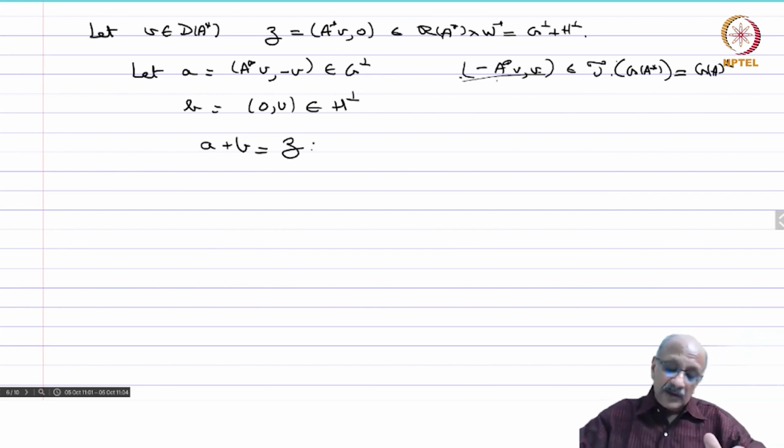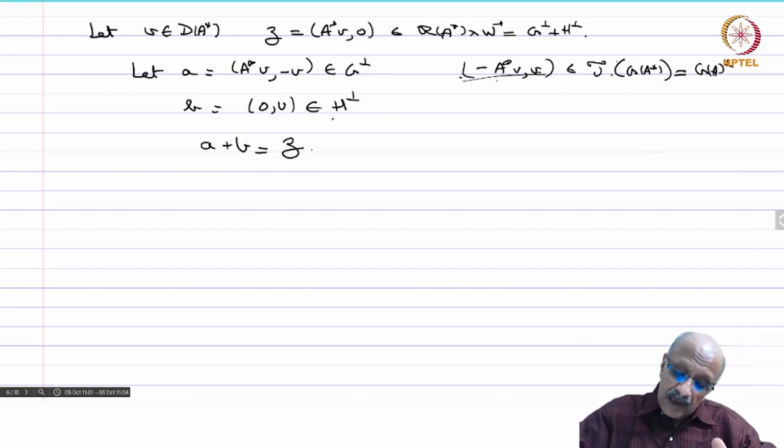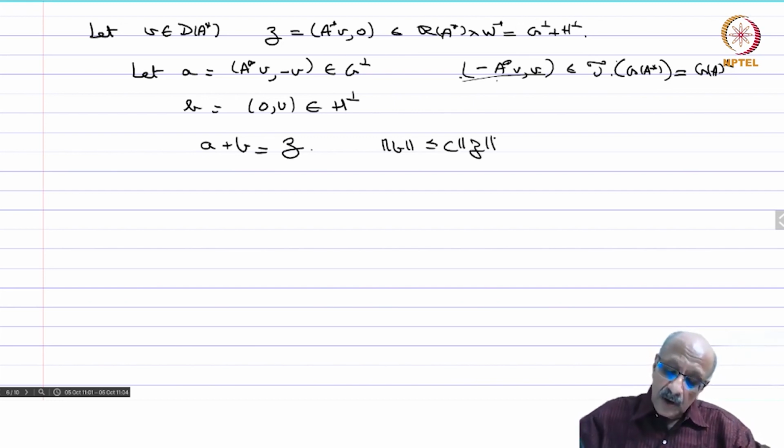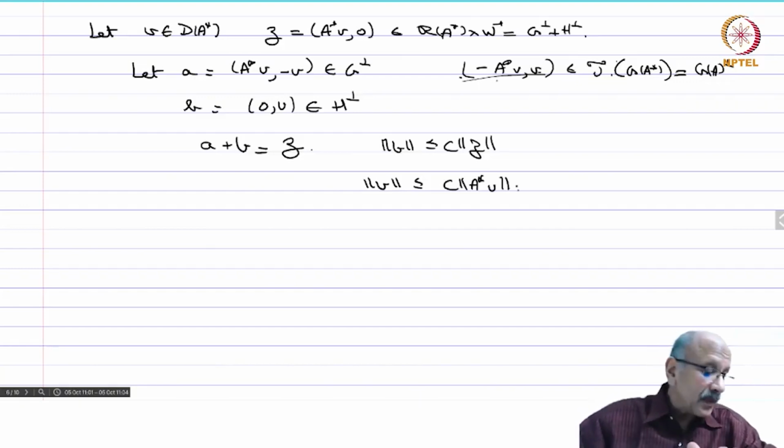Therefore you have those two inequalities. So in particular, norm B is less than or equal to C times norm Z, and that tells you that norm V is less than or equal to C times norm of A star V, and that proves the remaining thing. So this completes the proof.